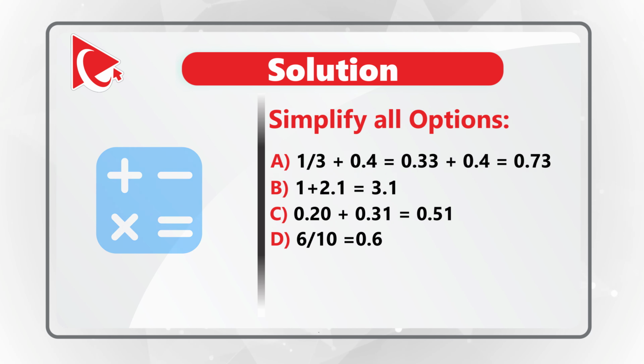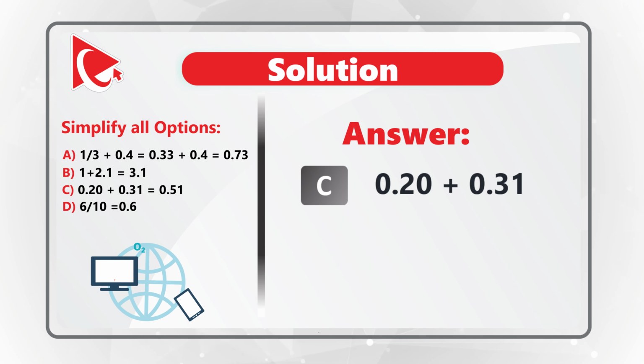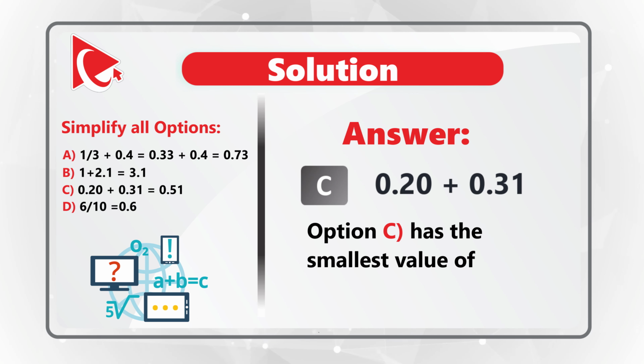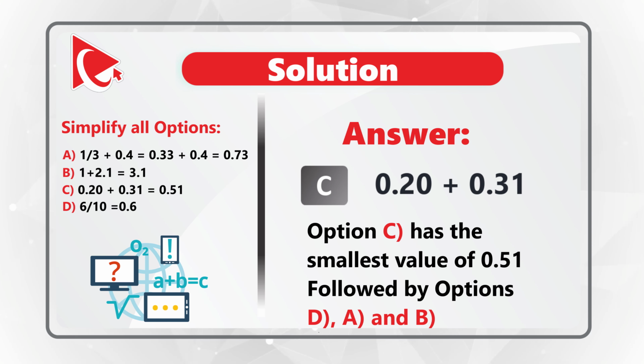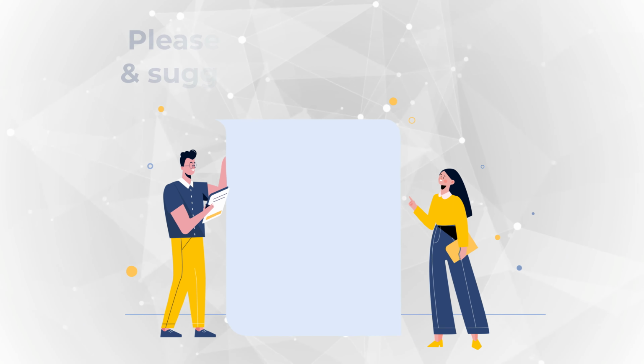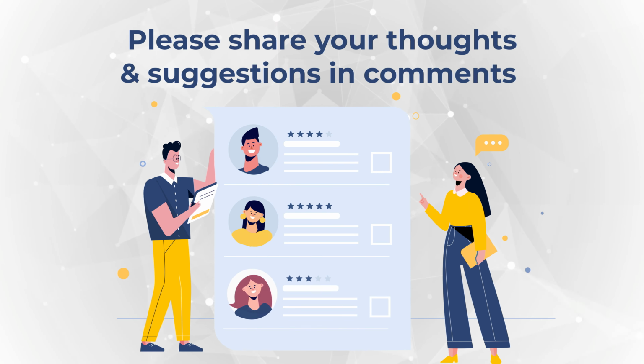Which means, if you look at the answers, that option C has the smallest value of 0.51, followed by option D, A, and B. Was it challenging for you? Please share your thoughts and suggestions on how to better solve it in comments.